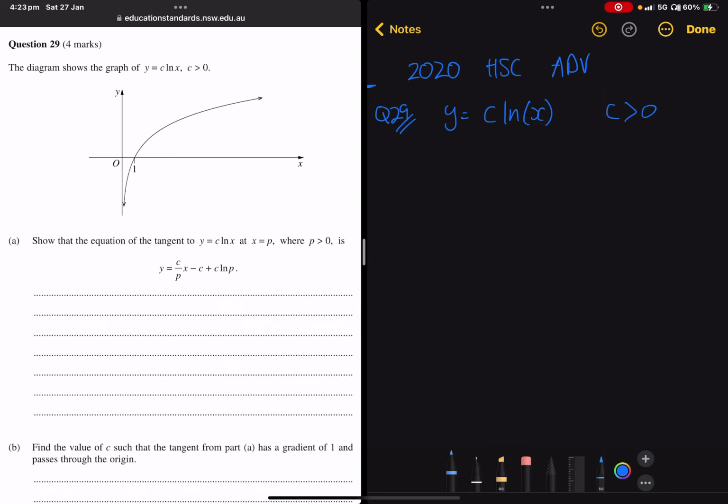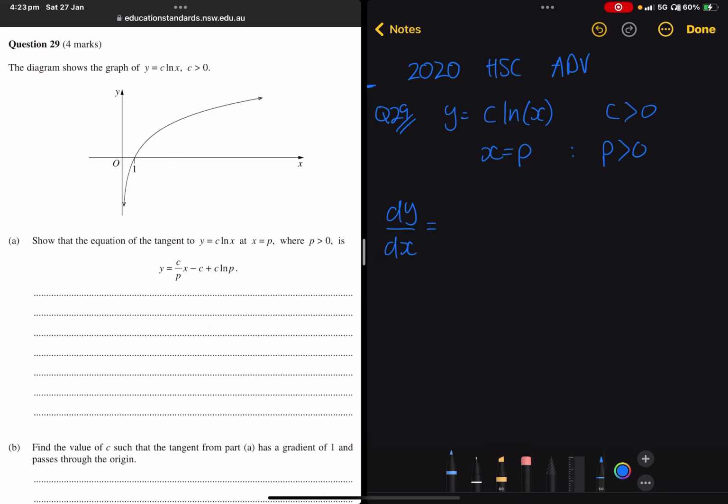We're asked to show the equation of the tangent to this function at the point where x is equal to p, where p is greater than 0, is that formula. So what we're going to do first is find the slope of the tangent to this function. So we need to find the derivative of y. So we have dy/dx.